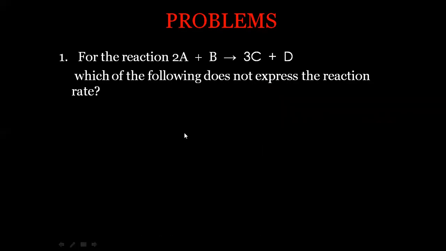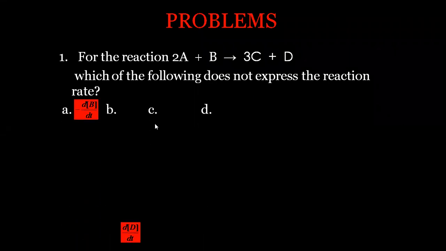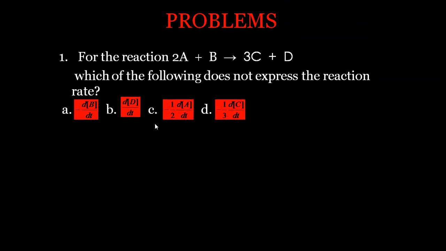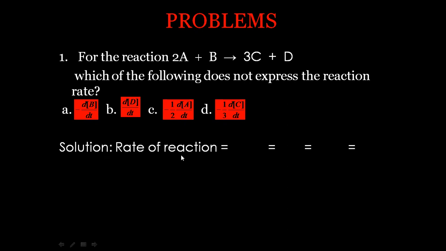So let us take a problem. For the reaction 2A plus B gives 3C plus D, which one of the following does not express the rate of reaction? So in such cases, let us see the options. These are the three options given. Whenever you encounter such a problem, the simplest way is to first write down the rate expression. So how to write the rate of reaction?